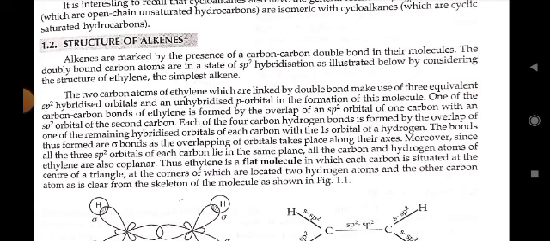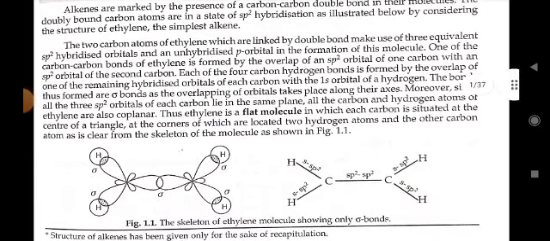The doubly bonded carbon atoms are in a state of sp2 hybridization, as illustrated below by considering the structure of ethylene, the simplest alkene. The two carbon atoms of ethylene which are linked by a double bond make use of three equivalent sp2 hybridized orbitals and an unhybridized p orbital in the formation of this molecule. One of the carbon-carbon bonds of ethylene is formed by the overlap of an sp2 orbital of one carbon with an sp2 orbital of the second carbon. Each of the four carbon-hydrogen bonds is formed by the overlap of one of the remaining hybridized orbitals of each carbon with the 1s orbital of a hydrogen.